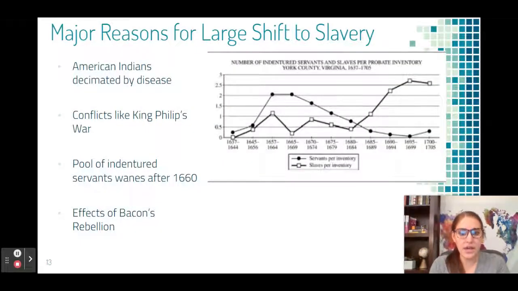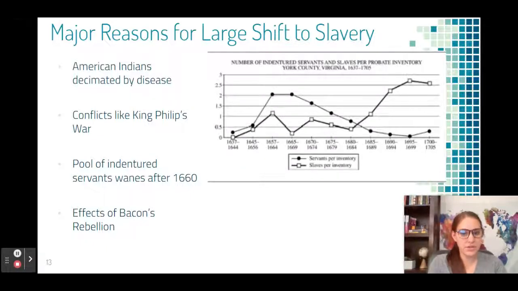Here you can see the line with the dark circles is going to be the number of indentured servants in one specific county. And then the squares are going to demonstrate the number of enslaved persons. So you can see in 1680 here is where we see the last time that the number of indentured servants is more than the number of enslaved persons. And Bacon's Rebellion happened in 1676.